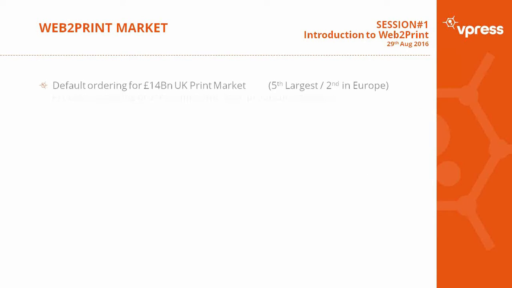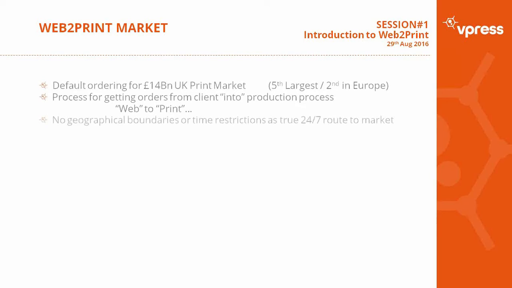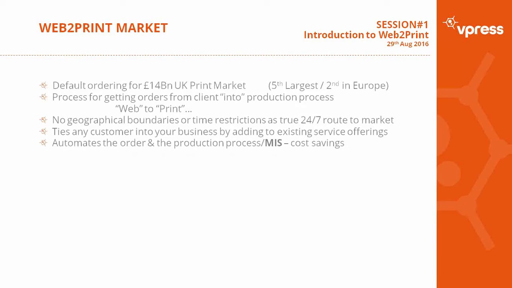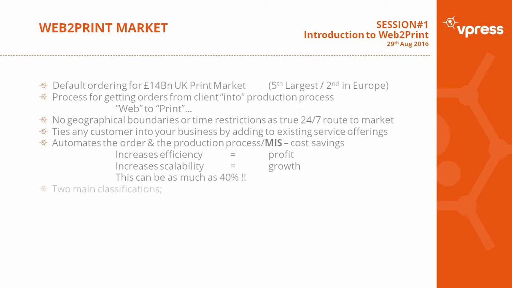So the Web2Print market, well, the default ordering technology for the UK market is indeed Web2Print. The UK has a £14 billion market, fifth largest in the world, second largest in Europe. And it's interesting because according to the BPIF, these figures are actually growing. It is on the increase, and it is a positive time to be in print, not a negative time. And we can see that by the use of personalization and indeed digital, and how far digital's come in the last 5-6 years.